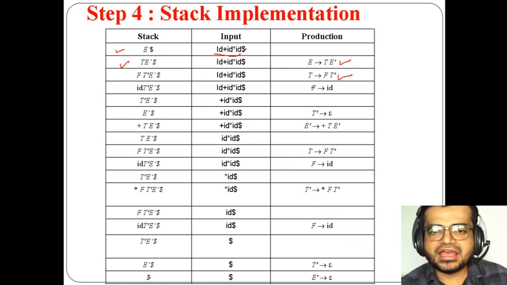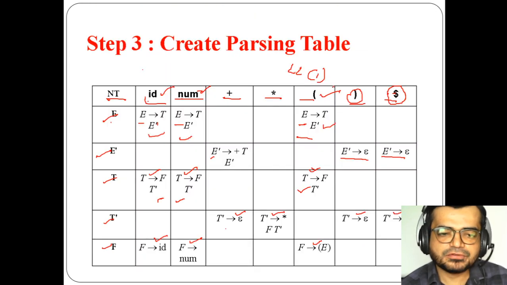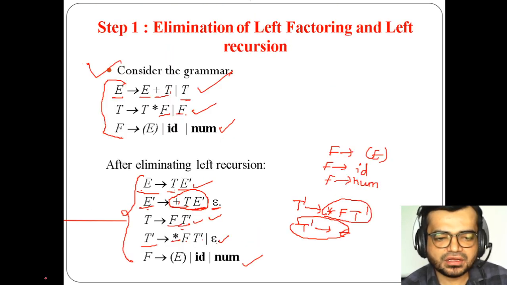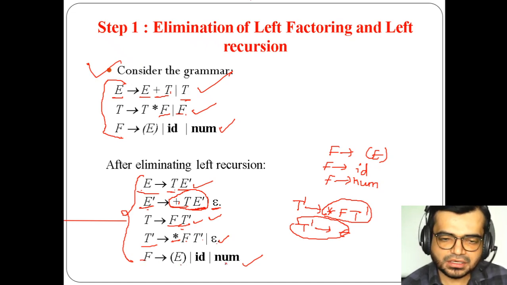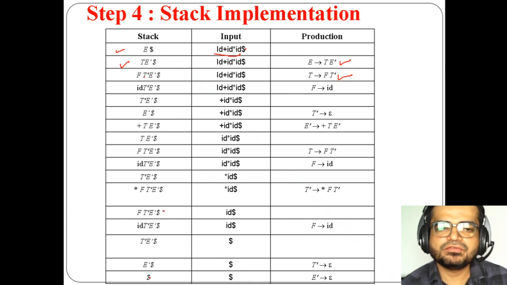Now F goes to ID, because there are certain productions: F goes to (E), F goes to ID, or F goes to number. So here you can go with F goes to ID. You have taken this production, and instead of F you are writing ID here: ID T dash E dash dollar, and on the input side you have ID plus ID into ID dollar.